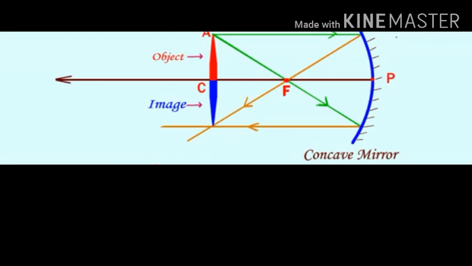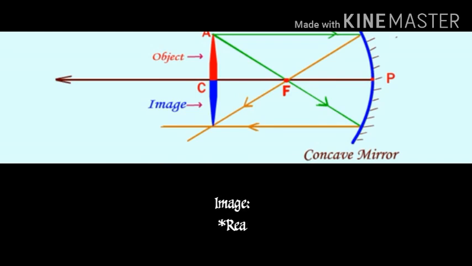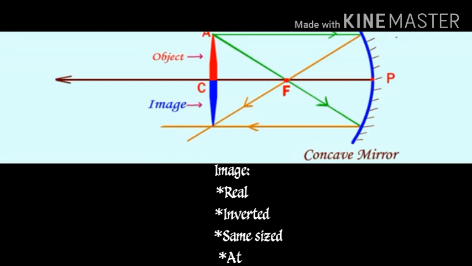Here also the reflected light rays actually intersect, so the image will be a real one. Real images are always inverted. And what about the size? The image will be the same size as that of the object, and it is formed at the center of curvature. That is, when we place an object at the center of curvature of a concave mirror, it provides a real, inverted and same-sized image at the center of curvature.